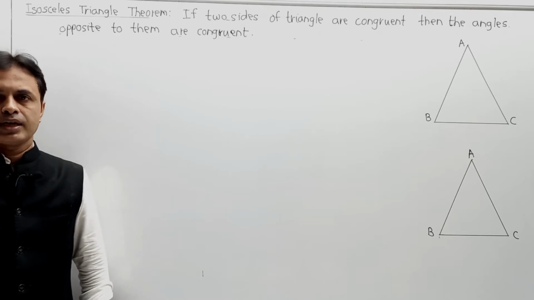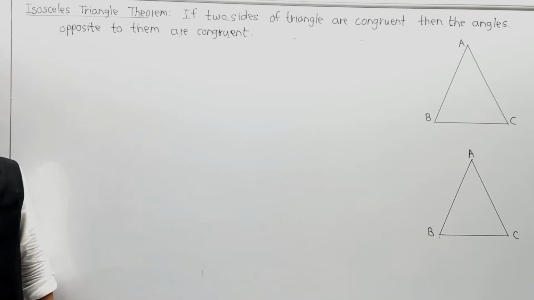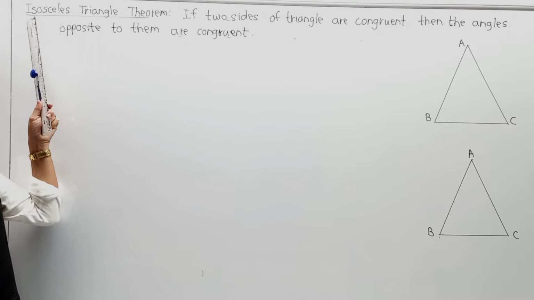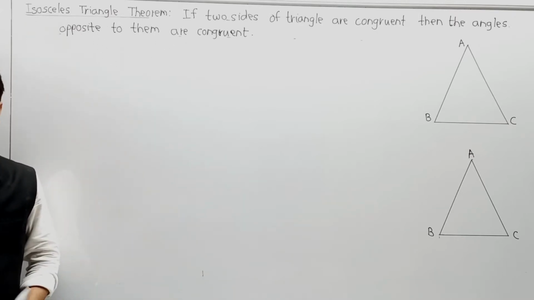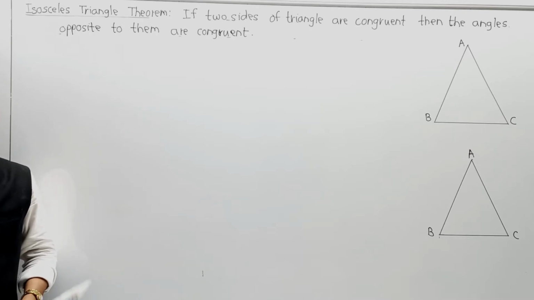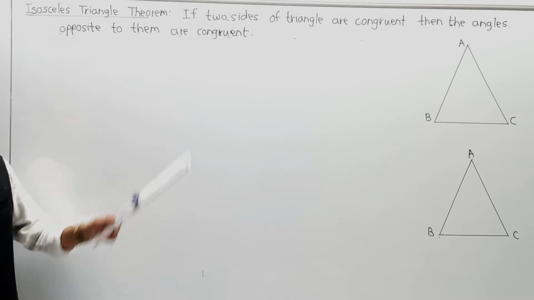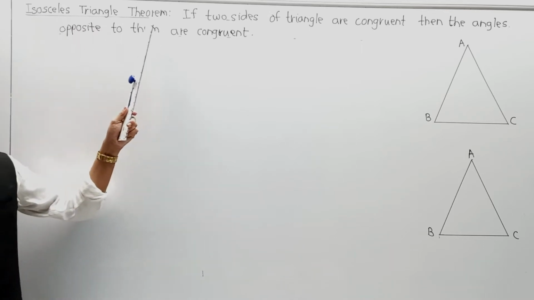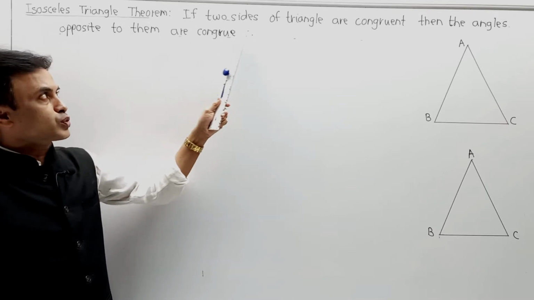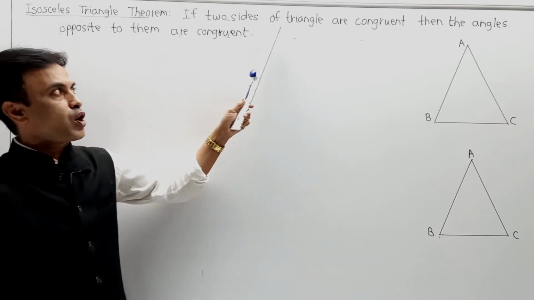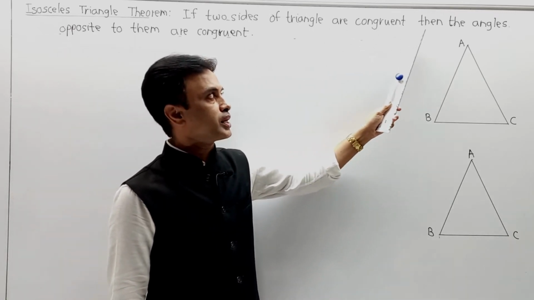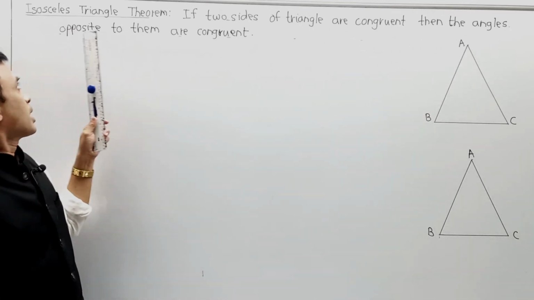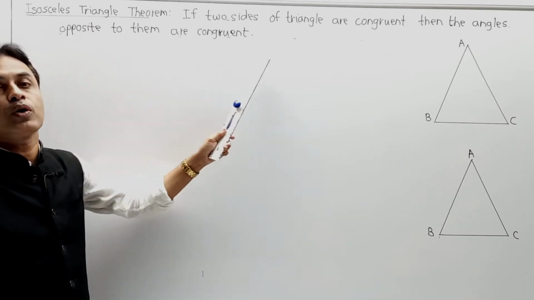Hello student, now we are trying to understand a proof of a theorem, and this theorem is the isosceles triangle theorem. First of all we have to understand the statement, then understand the diagram, and definitely we are going to write the proof in the form of given, to prove and all other parts. So the isosceles triangle theorem: if two sides of a triangle are congruent, then the angles opposite to them are congruent.